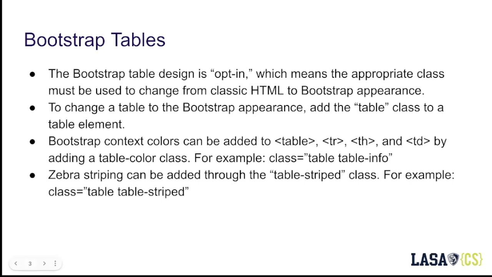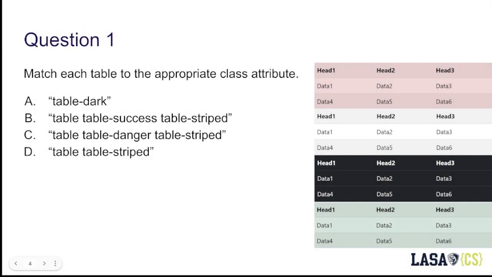Zebra striping can be added to the table rows through use of the table-striped class for a table element. For example, the table-striped. Question number 1. Match each table to the appropriate class attribute.